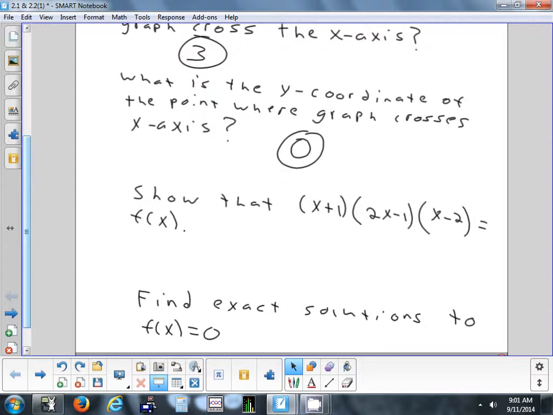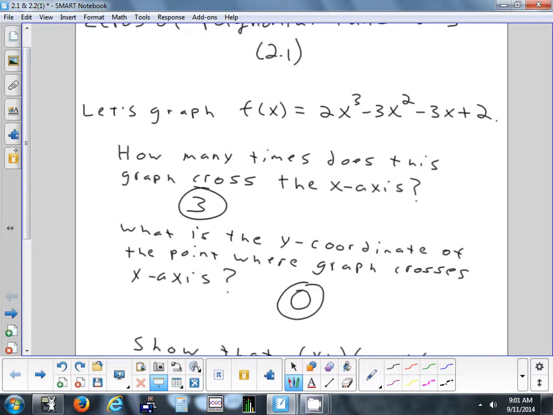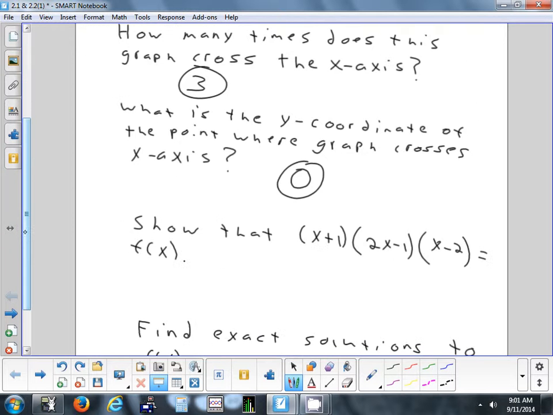Now I want to find the exact solutions to that equation. There are 3 different values for x that would make that equation 0. If you have the original equation, that's going to be pretty difficult to find. Writing it in factored form makes it very easy to find the zeros. So you're basically trying to solve when x plus 1 times 2x minus 1 times x minus 2 equals 0.